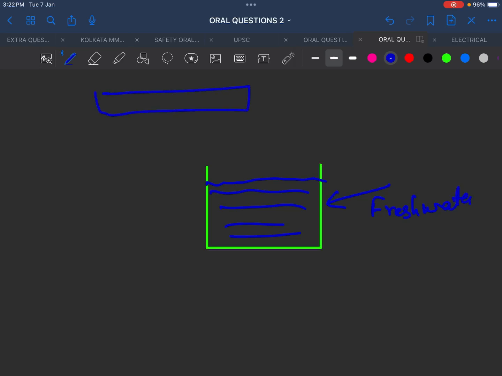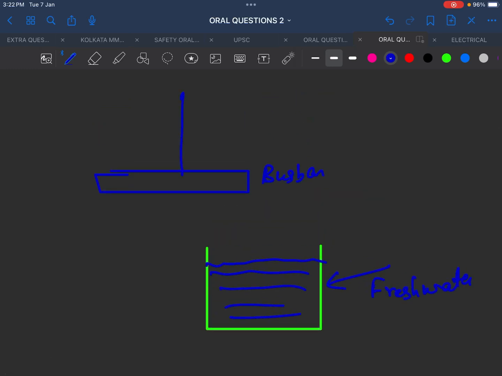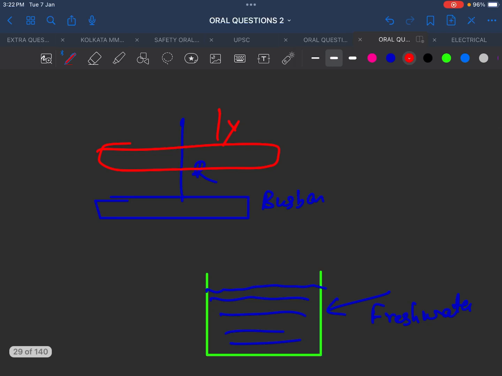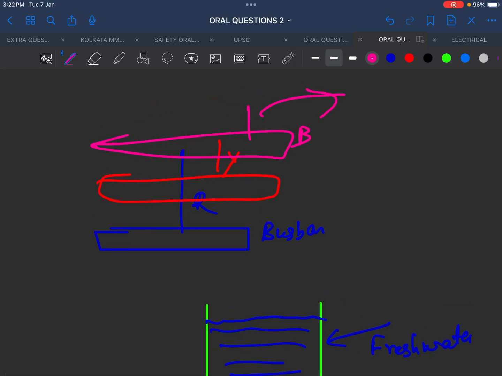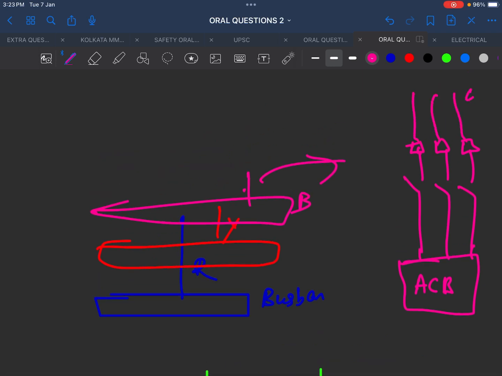Suppose this is your bus bar, where the cable is connected. Suppose this is R, and another bus bar is Y, and another bus bar is B, the RYB phases. So we disconnect this cable from the bus bar, which is coming from the generator or somewhere, and it's going to the ACB. Like suppose this is the circuit breaker. This is our ACB. This cable is going, and this is coming from the bus bar, and it's going to the generator side.